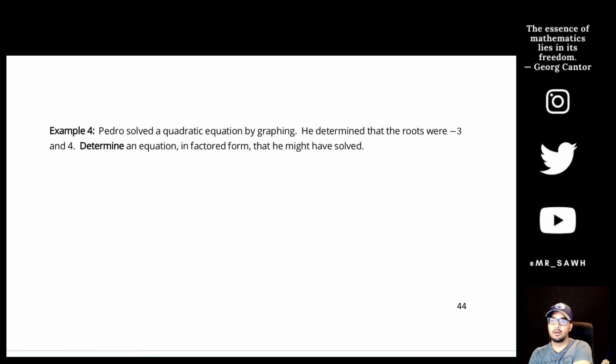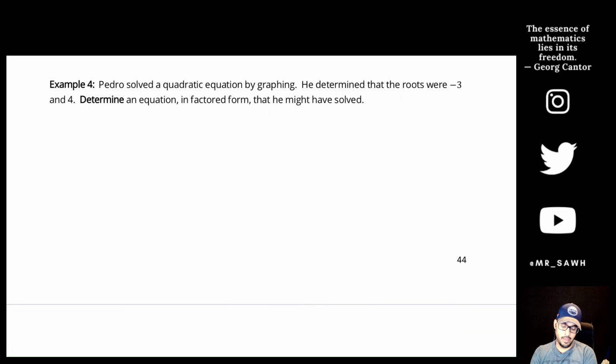So Pedro solved a quadratic equation by graphing, and he determined that the roots were negative 3 and 4. Determine an equation in factored form that he might have solved. So essentially what Pedro has determined is that the solutions, or the roots, or the zeros, or the x-intercepts, again, they all mean the same thing, one of them is negative 3, and the other is 4.